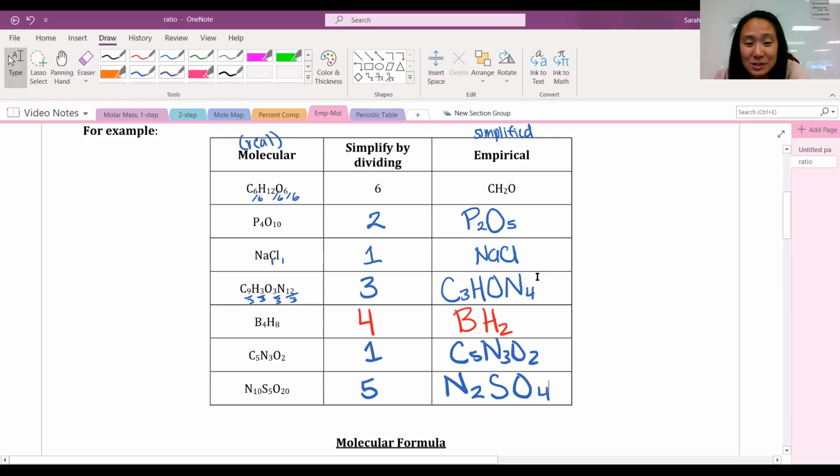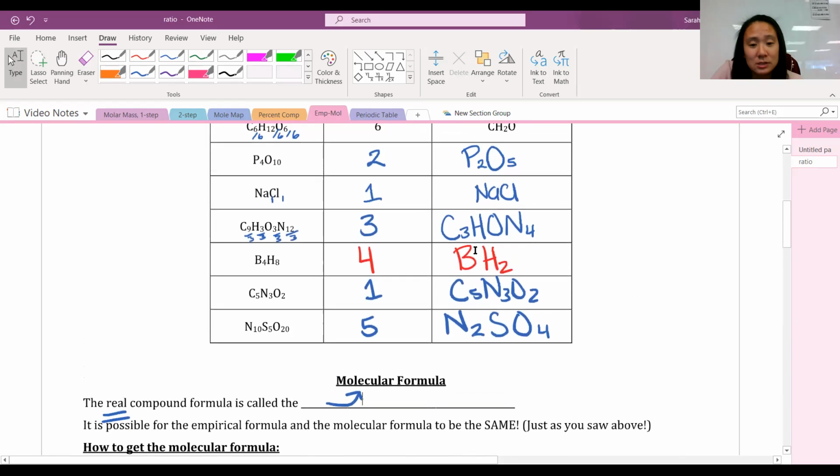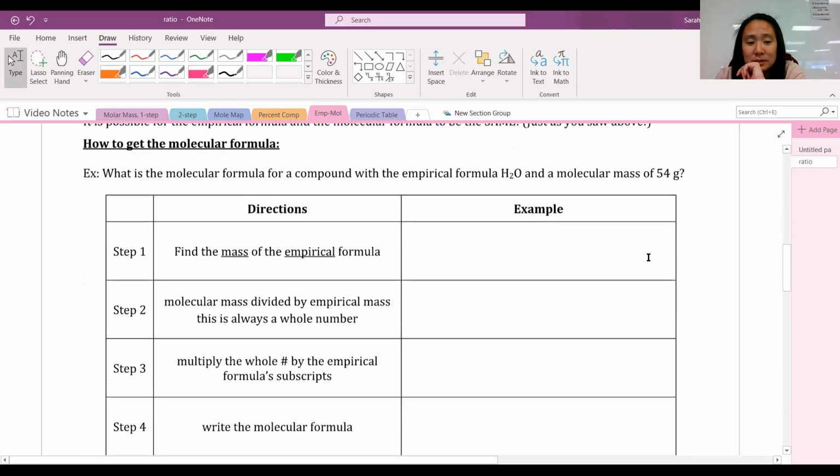All right. So that's how you do empirical formula. Next, let's talk about molecular formula. Here, the real compound, like I said, is called the molecular formula. Now, like I said, the empirical and molecular formula could be the same. Do you see how right here, NaCl, these are the same? And then this one, C5N3O2, these were the same, empirical and molecular.